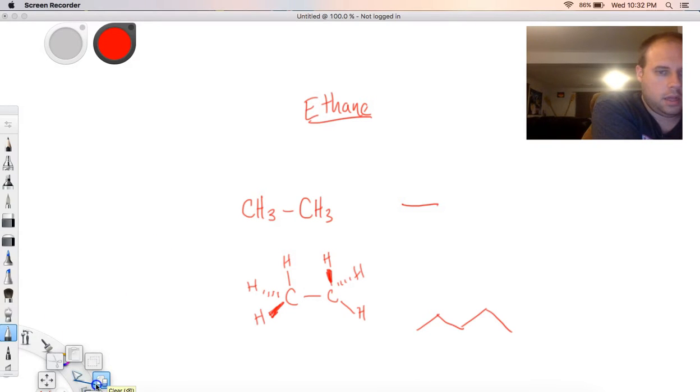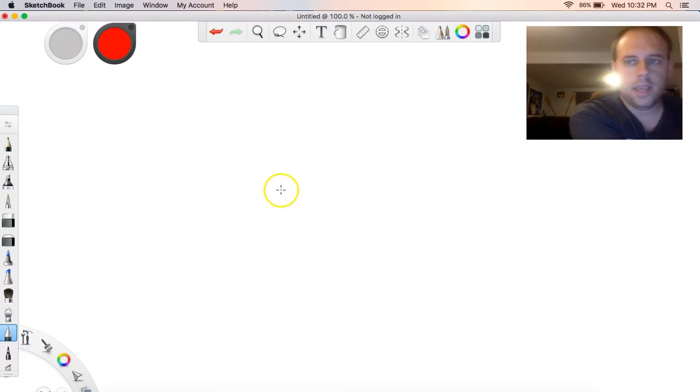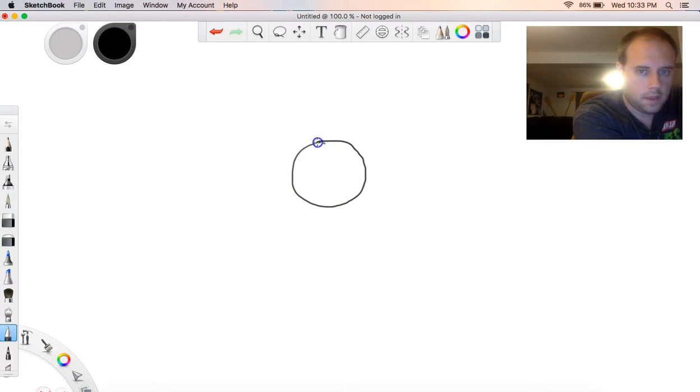If I clear this off, the easiest way to draw a Newman projection is to start, and I'm by no means an artist, but I do have some practice doing this. You're going to start by drawing a circle as best you can. Then right over top of that circle, you're going to do kind of like a peace sign with a little dot in the middle. You can call this an upside down Y or something like that. Note that you want the edges to stick out past the circle here.